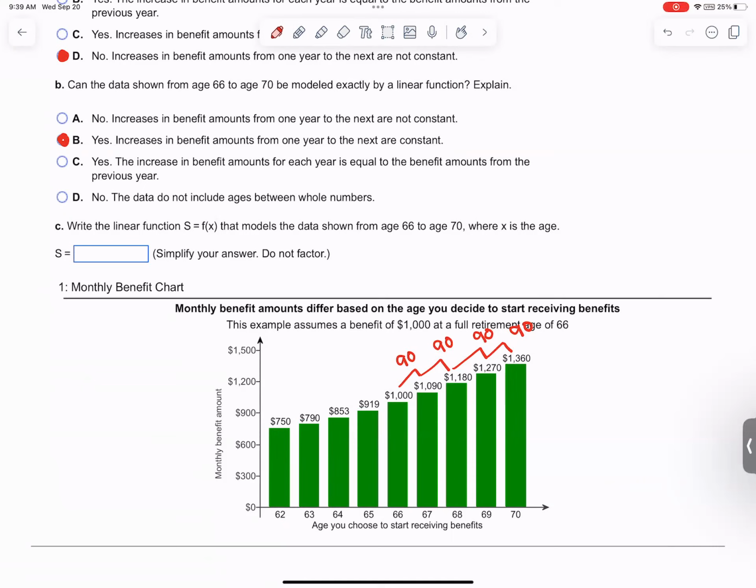All right, so write a linear function S equals f of x that models data shown from age 66 to age 70. Okay, the difference, the 90 from year to year, is the slope of your line. So each year, your benefit increases by $90. So that's the slope. It's 90 over 1.